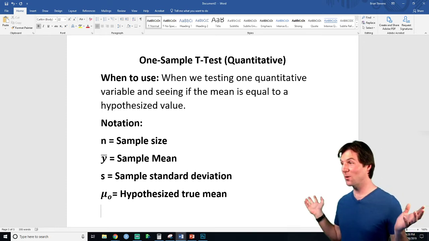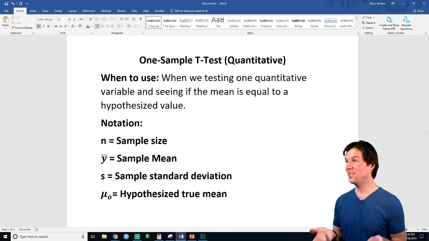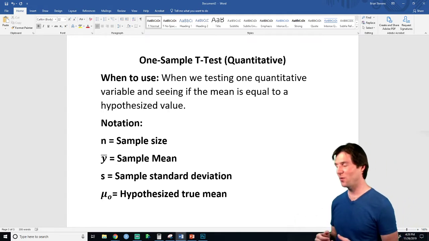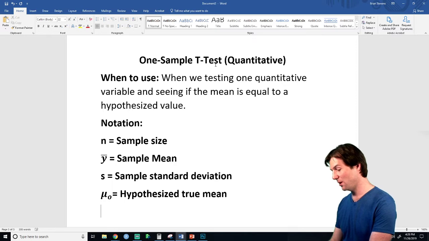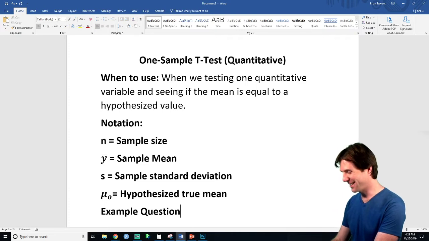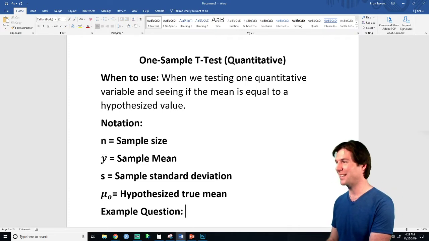And I think that's the whole equation. We've done all the notation. We know when to use this now, and we're just doing every single test. And now we need a fake question. So let's do here, example question. Example question. That's good. This is recorded, so definitely we got this.